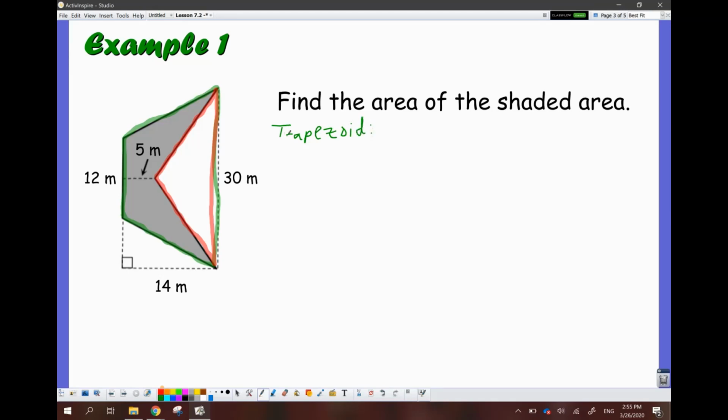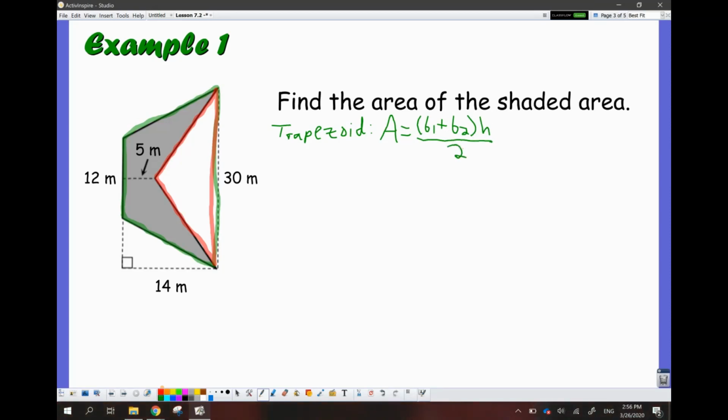Now, because all of this is involving area, I need to know how to find the area of a trapezoid. And if you remember from our last video, the formula for area of a trapezoid is base 1 plus base 2 times height divided by 2.